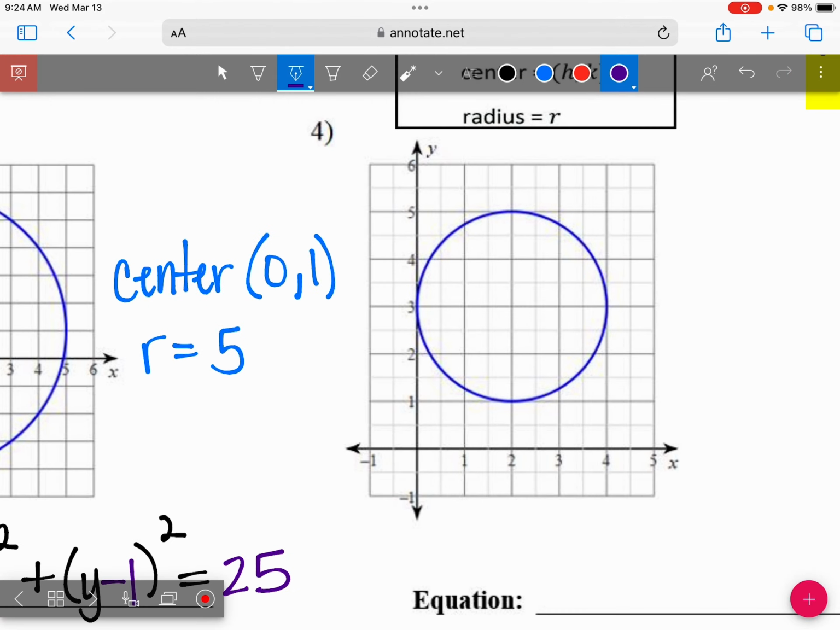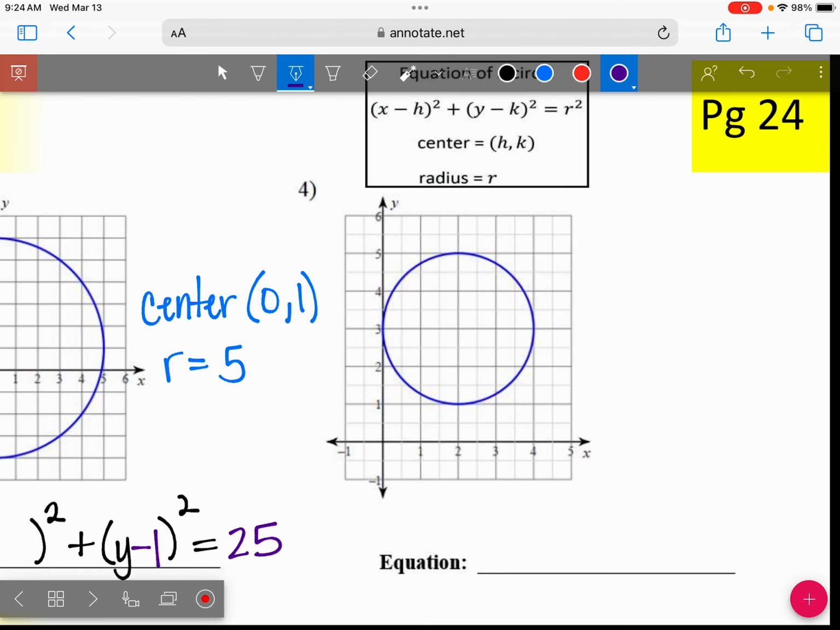All right, let's do this next one. So Glaudy, what did you say for the center for number 4? 3 and 2. Yep, so the 2 would come first and the 3 would come second. And then for the radius, King, what did you put for the radius? Yep. Anybody else think it's 2? I think it's 2, because we're right here and there's only 2 hops, so 2.